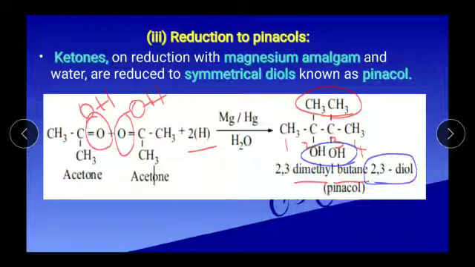It is pinacol. It is a diol. So we understood that in the second and third carbon we have OH groups, so it becomes a diol. They use the word symmetrical.